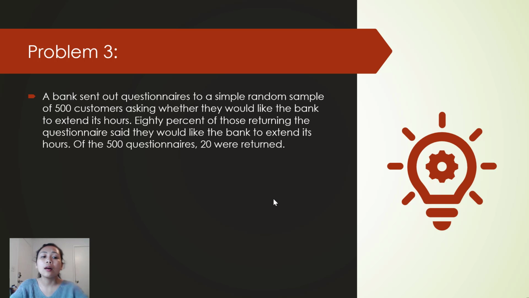Problem number 3. A bank sent out questionnaires to a simple random sample of 500 customers asking whether they would like the bank to extend its hours. 80% of those returning the questionnaire said they would like the bank to extend its hours. Of the 500 questionnaires, 20 were returned. So this is the sort of voluntary response, non-response bias.